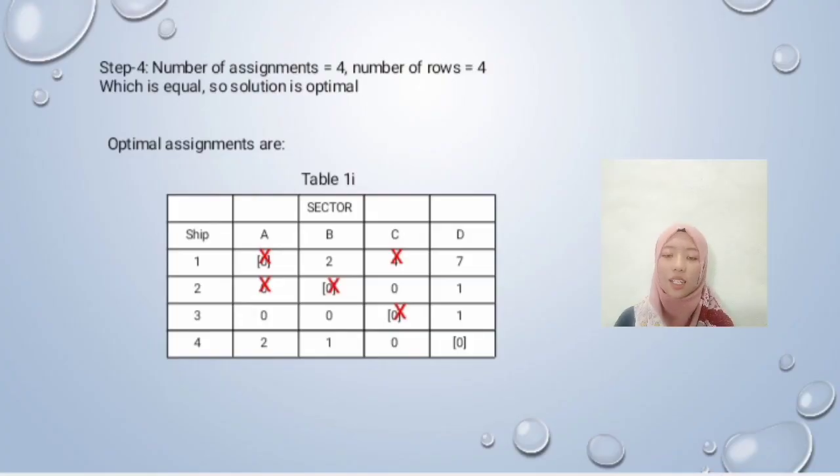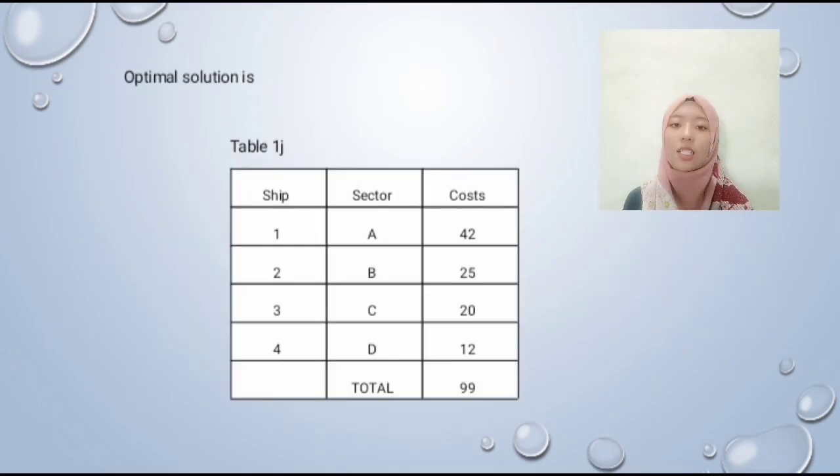Next slide is about step 4, where now the number of assignments equals 4 and the number of rows equals 4, which is equal, so the solution is now optimal. The optimal assignments are shown in the table. The final answer. That's all from me.